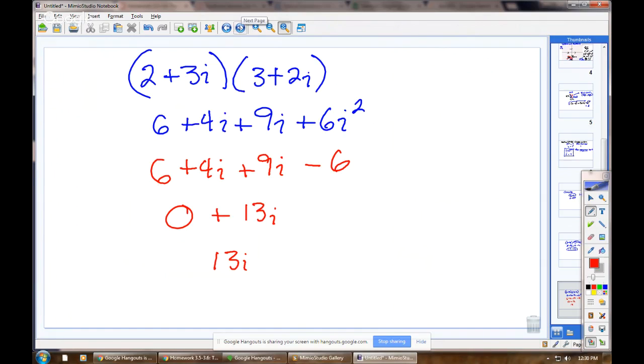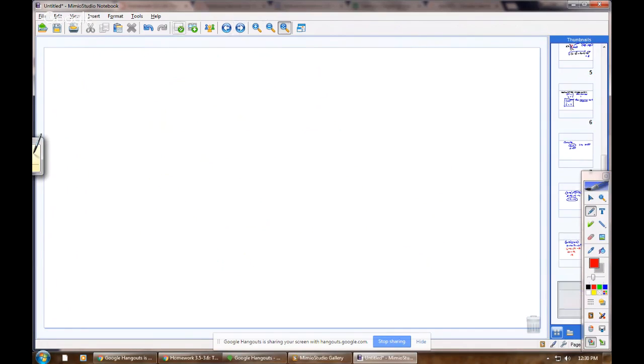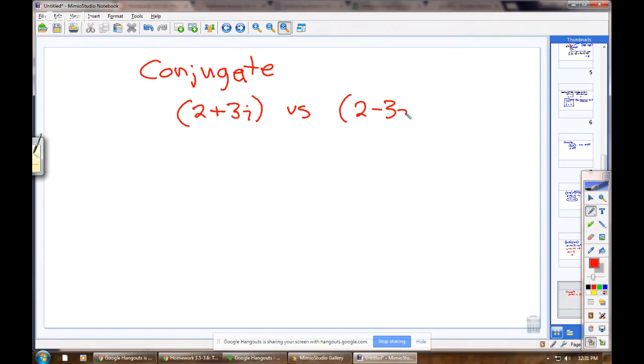Now there are special numbers called conjugates that were mentioned in a previous section. And conjugates are numbers that have a different sign in the middle, addition versus subtraction. So for example, 2 plus 3i versus 2 minus 3i. Those are conjugates. Or -3 minus 5i. Its conjugate would be -3 plus 5i.